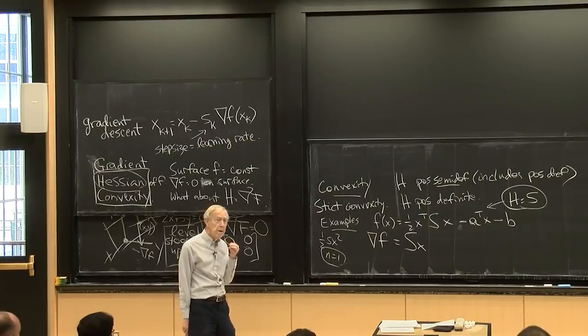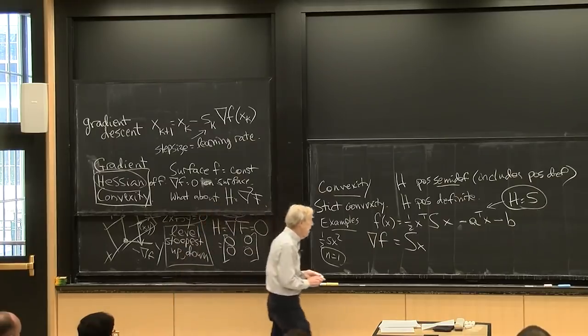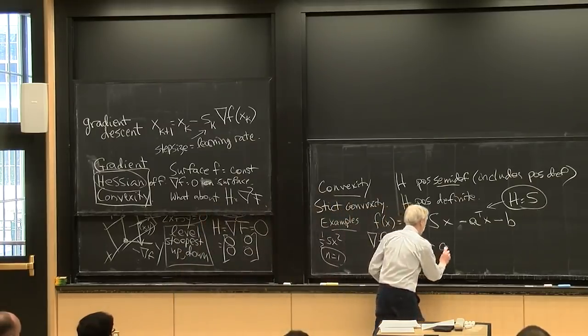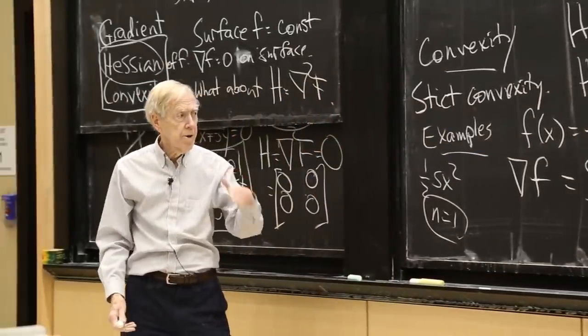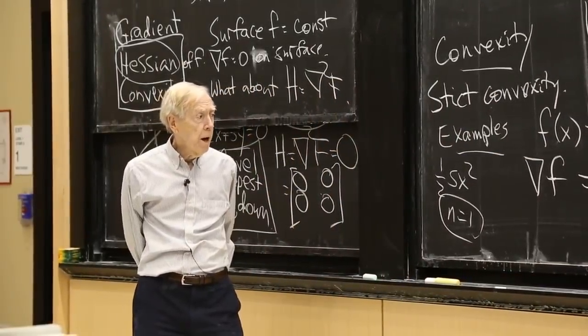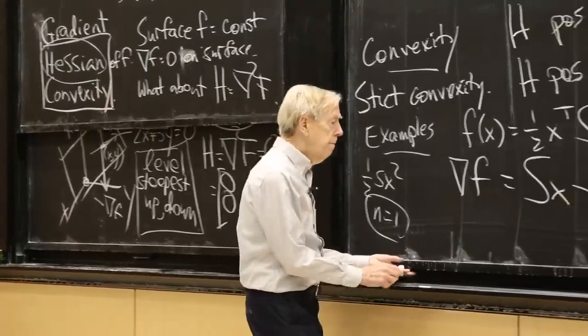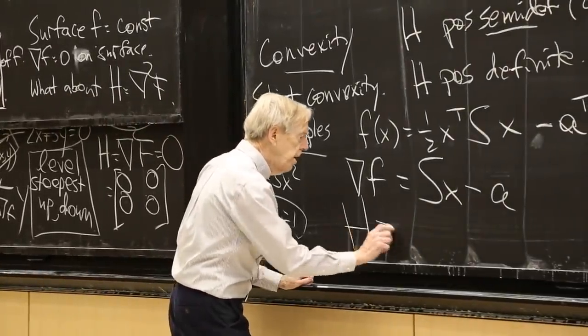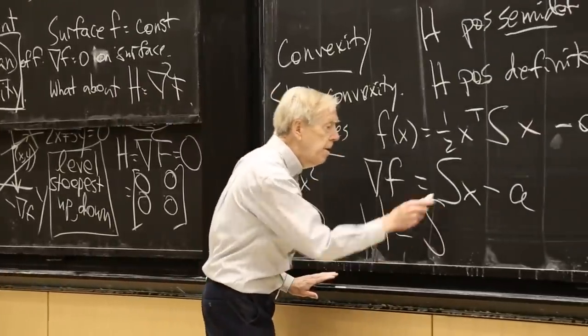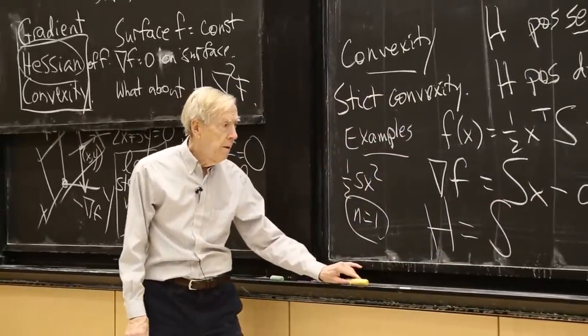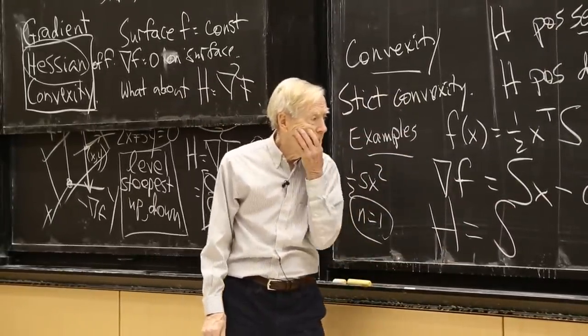What's the right gradient? Minus a. Because for the linear function, its partial derivatives are obviously just the components of a. Okay, and the Hessian H is S, the derivatives of that guy. Okay, good.